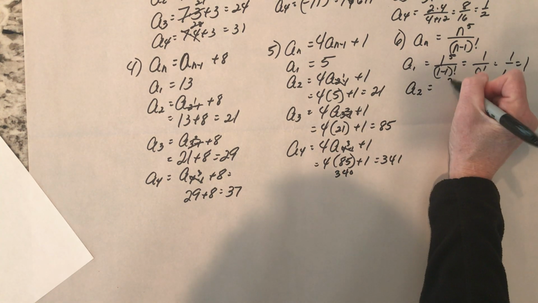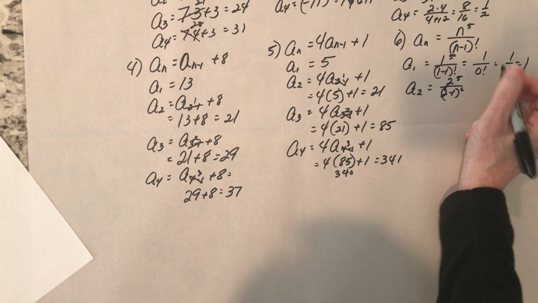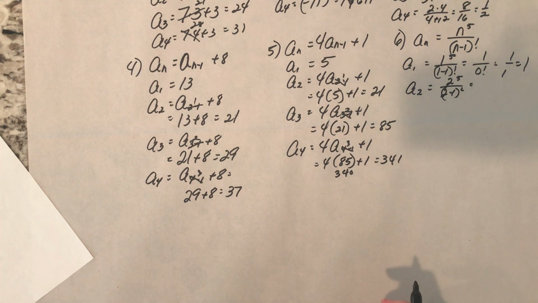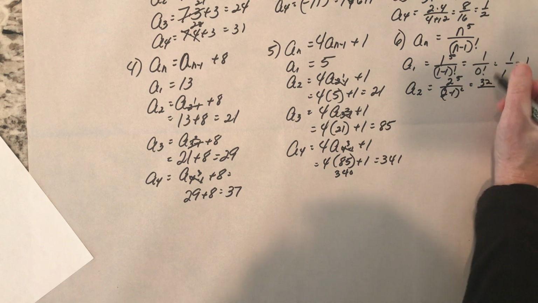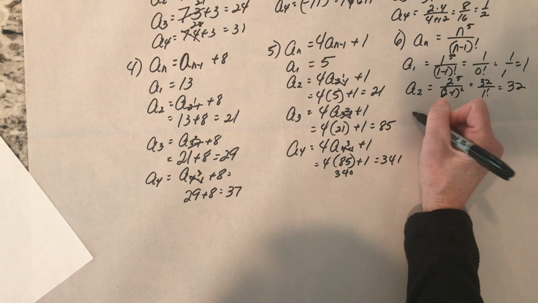A sub 2 will be 2 to the 5th on top, 2 minus 1 factorial on bottom. 2, 4, 8, 16, 32. So we've got a 32 on top. 2 minus 1 is 1. 1 factorial is just 1. So we get a 32.